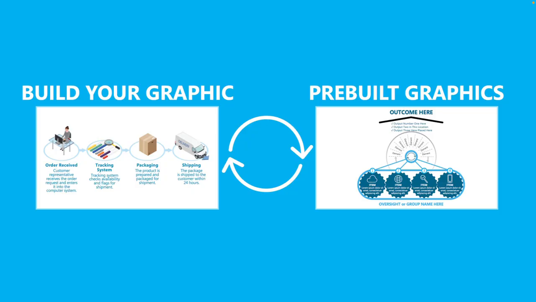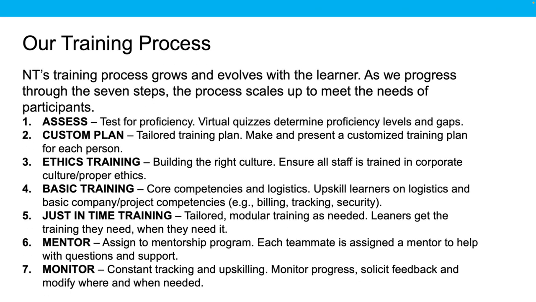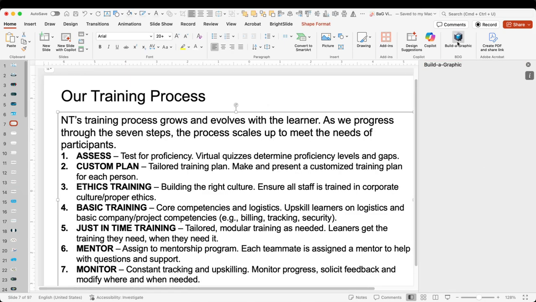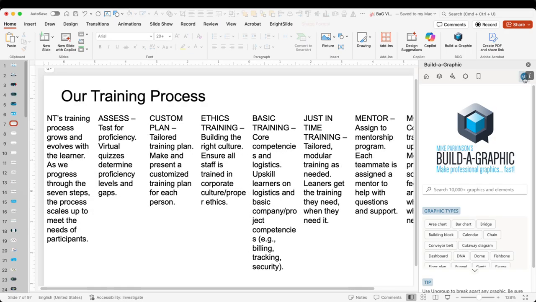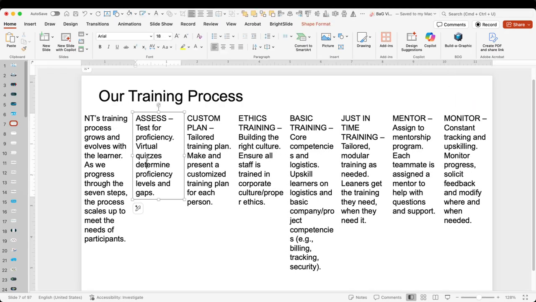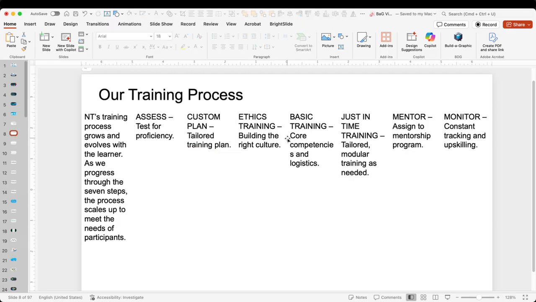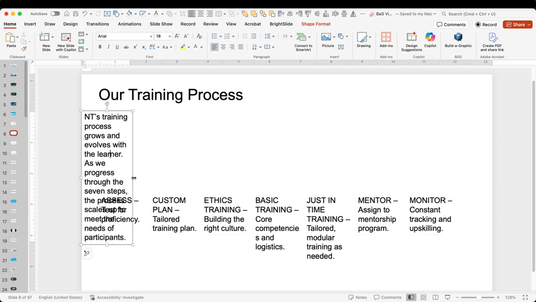You can either build your graphic from scratch or use pre-built graphics, and building it from scratch couldn't be easier. First, start with your text, and I'm going to open up the Build-A-Graphic add-in, and I'm going to choose chunk text by sentence, bullet, or paragraph. I'm going to go ahead and chunk it by paragraph. The next thing I'm going to do is remove unwanted text, and I can then reposition these graphic elements so that it can accommodate those visuals that I'm going to bring in here.